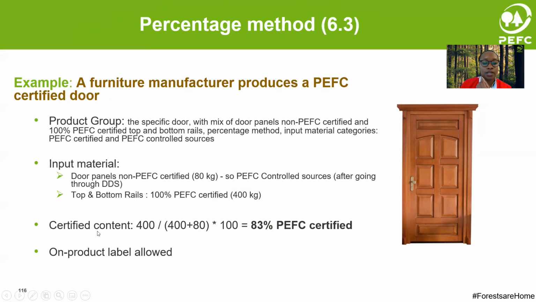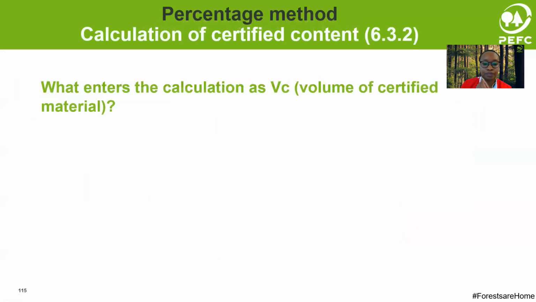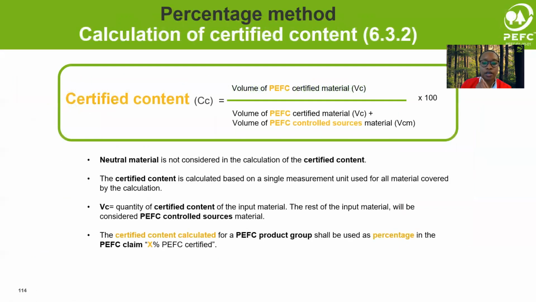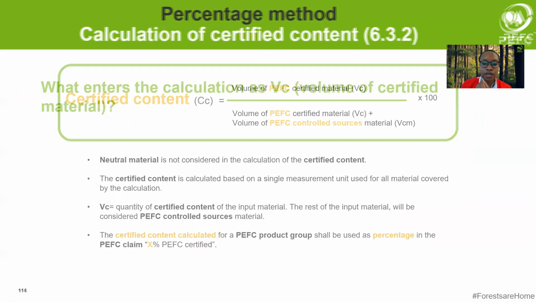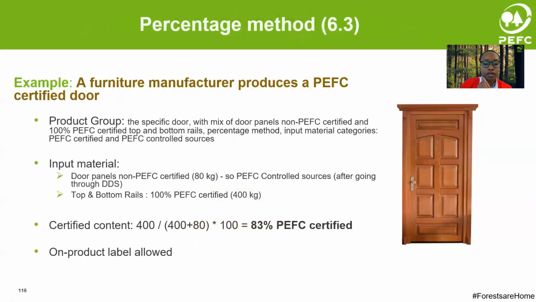So in the end, if you apply the formula I've shown you in the previous slide, this formula here, you will get 83% PFC certified. And if you want, you can have an on-product label on the door.